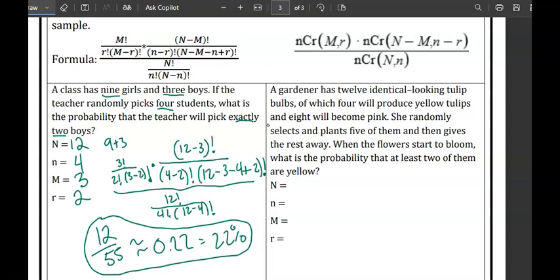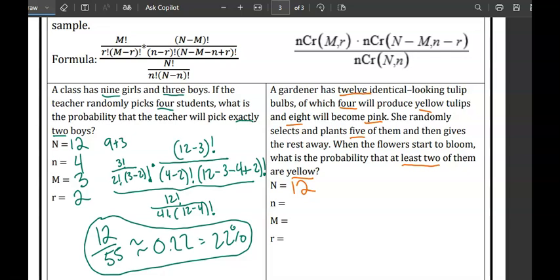A gardener has 12 identical looking tulip bulbs, of which 4 will produce yellow tulips and 8 will become pink. She randomly selects and plants 5 of them and then gives the rest away. When the flowers start to bloom, what is the probability that at least 2 of them are yellow? For this, the total population is all the flowers here. There are 12.